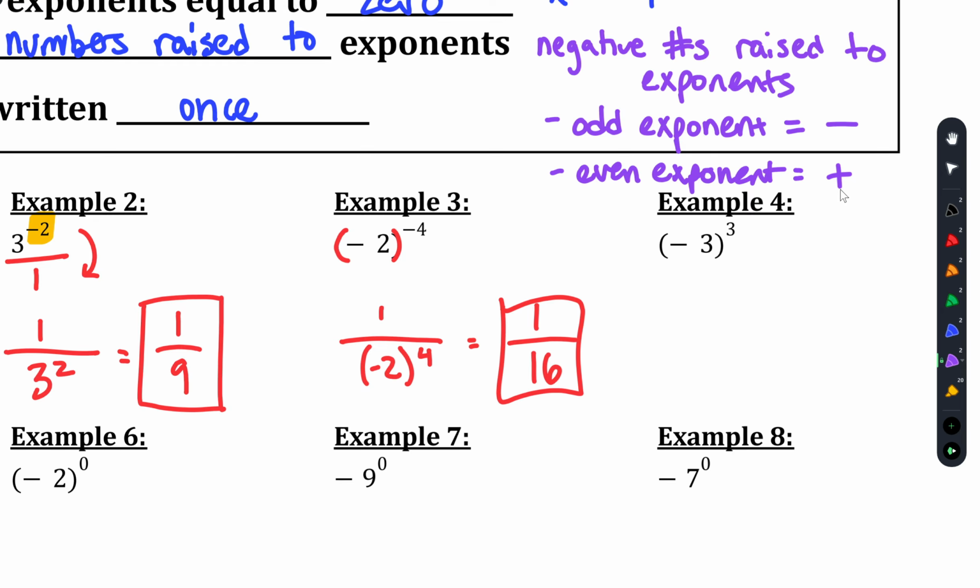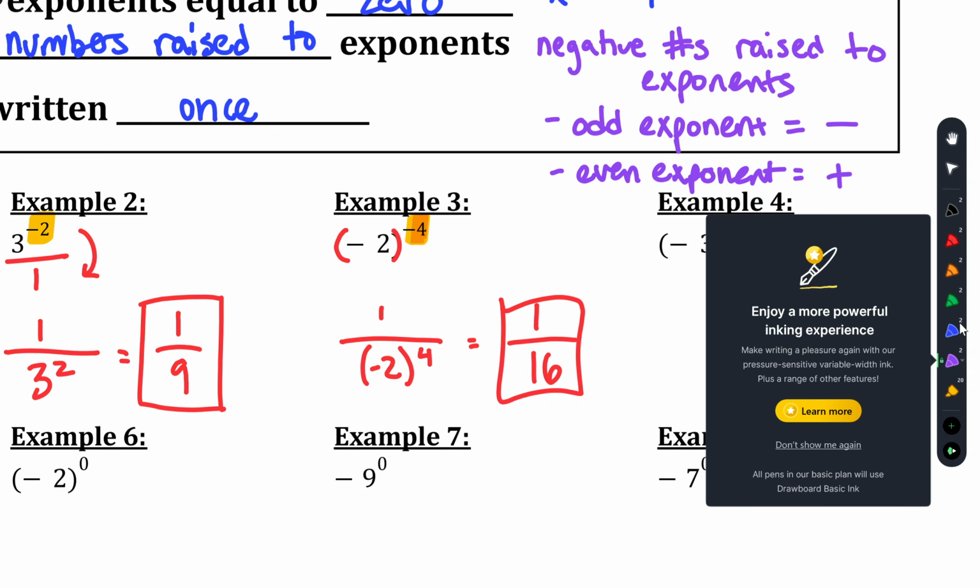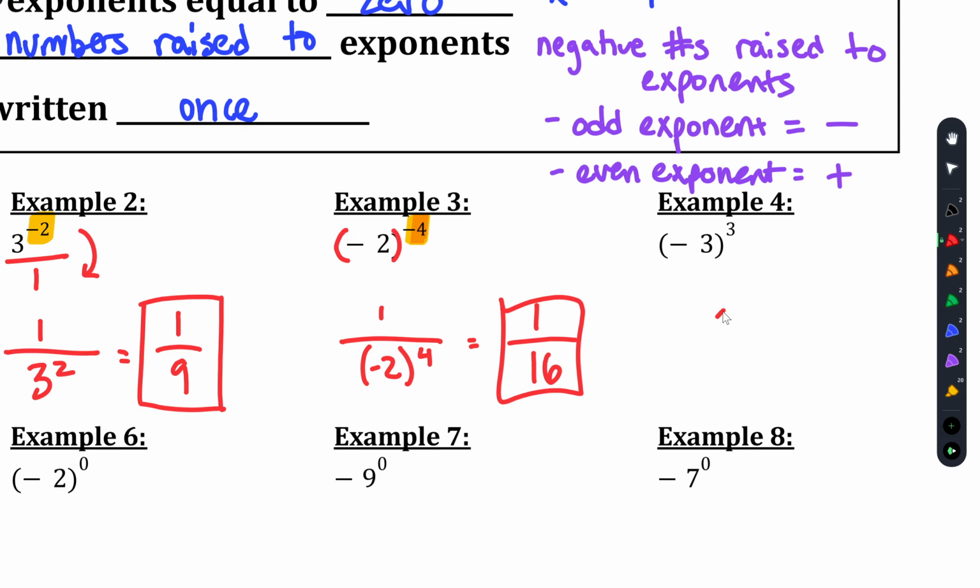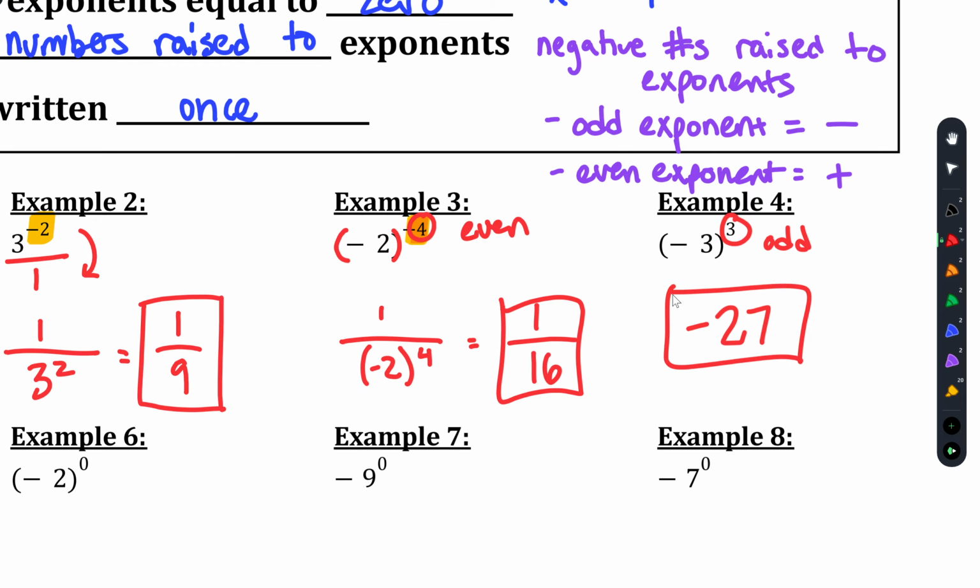So in example 4, one thing that I see, do I have a negative exponent? I do not have a negative exponent in example 4, so I don't have to bring it down to the bottom. All I have to do in example 4 is raise negative 3 to the 3rd power. Negative 3 to the 3rd power is going to be a 27. Is that 27 positive or negative? That time it's negative because this is an odd number. This one was positive because this is even. Good?